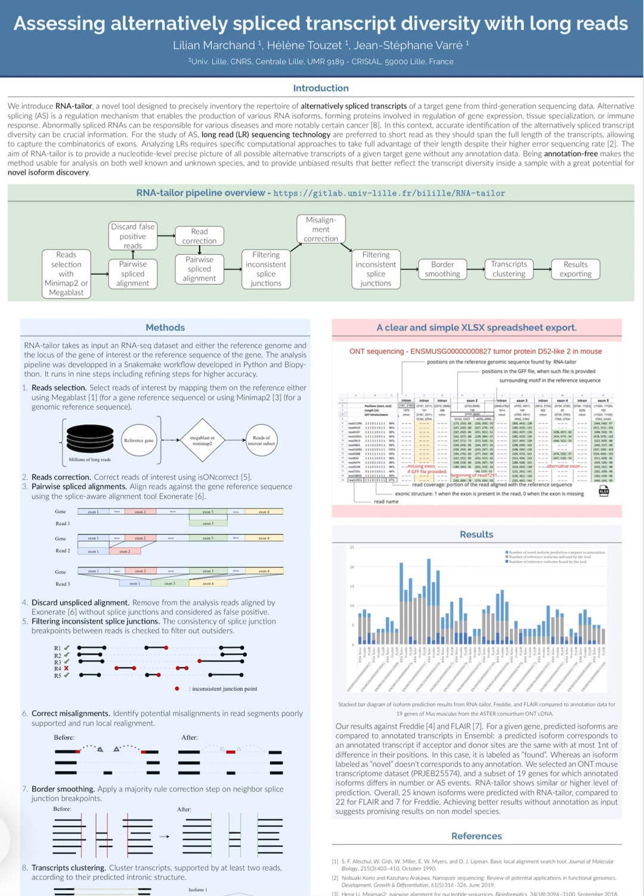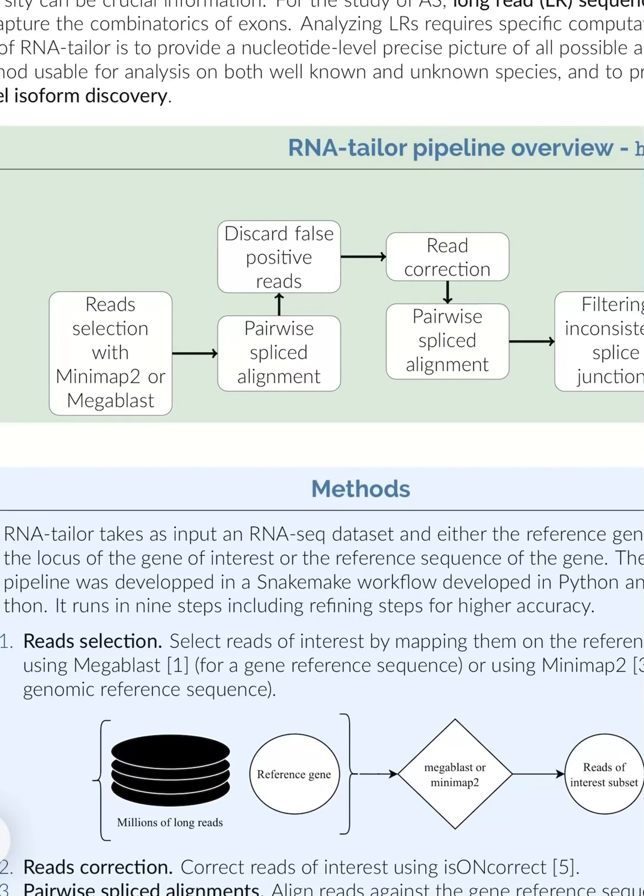In order to run RNA Tailor, the user needs to provide as input the Ensembl ID of the target gene and the long-read RNA-seq dataset in which the gene is expressed. So the first step of the analysis is to perform a read selection in the dataset to extract reads of interest. It is performed either with Minimap2 or MegaBLAST.